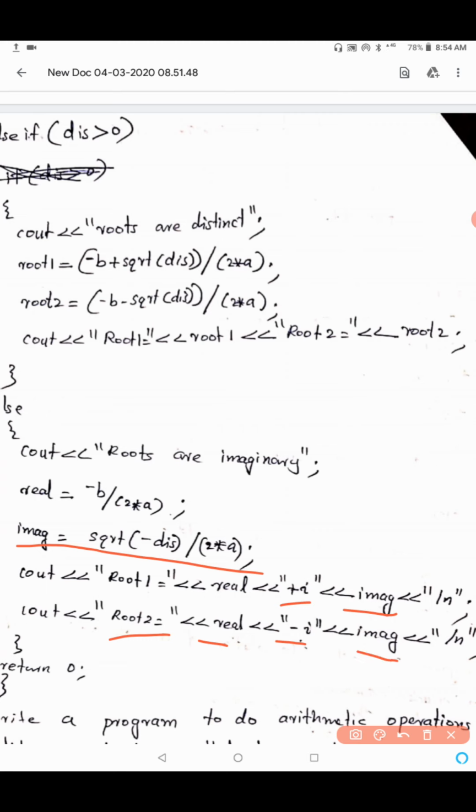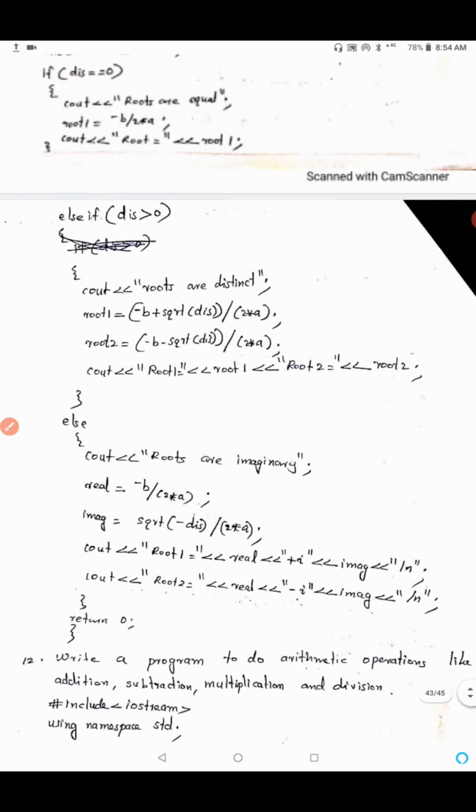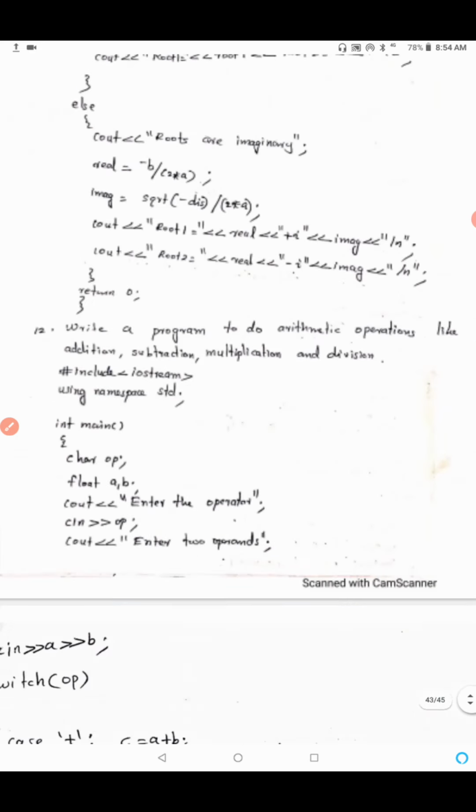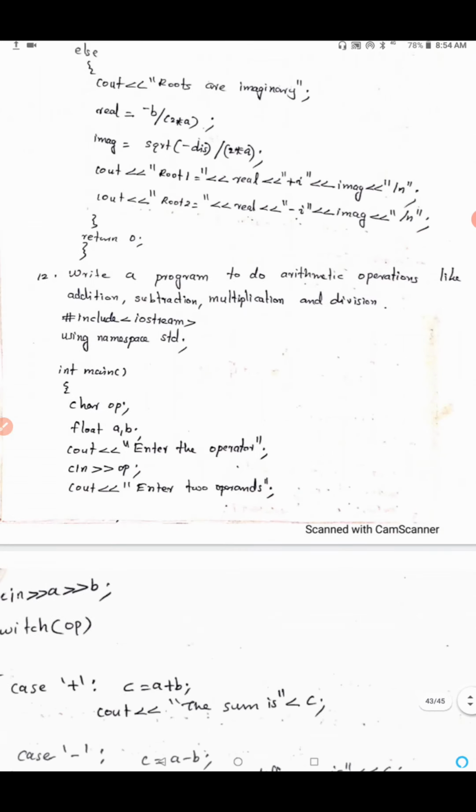So in this program, just those formulas you have to remember. Formulas means: if discriminant is less than 0, what is the root? If discriminant is greater than 0, what is the root? If discriminant equal to 0, what is the root? Those formulas we just write in the program. That's all that is done in this program. Okay. Now coming to the next program, the last program in this module.